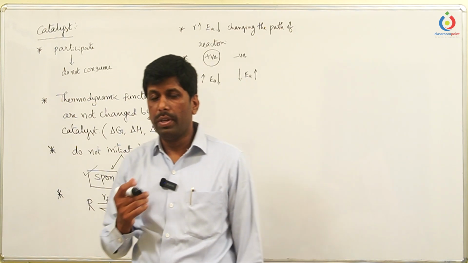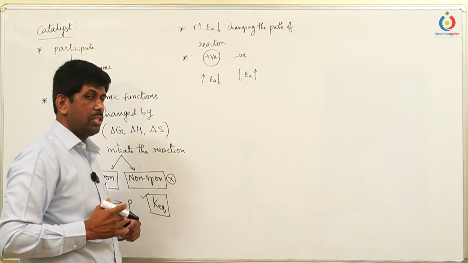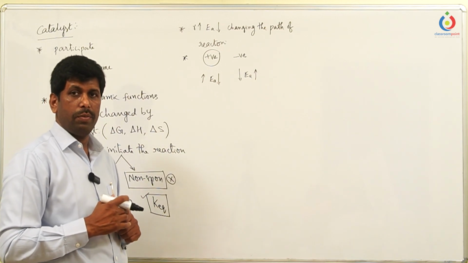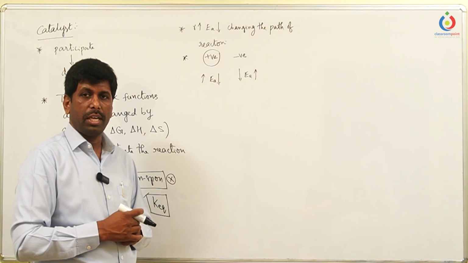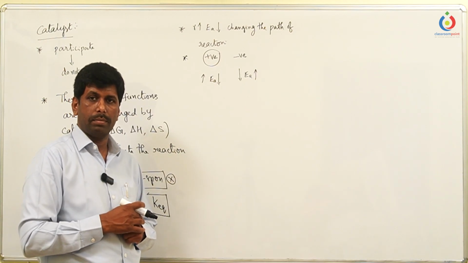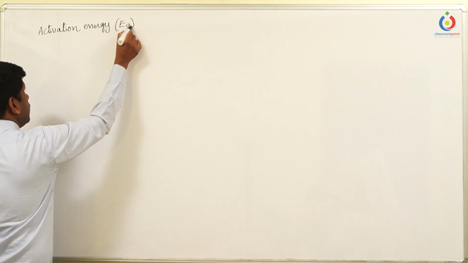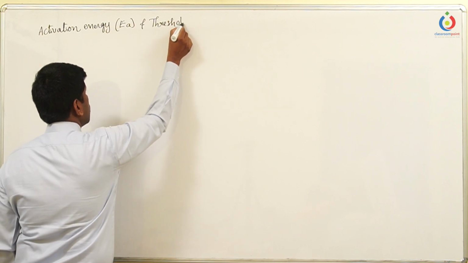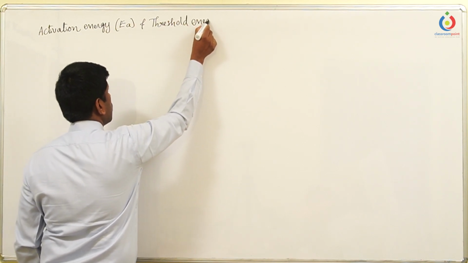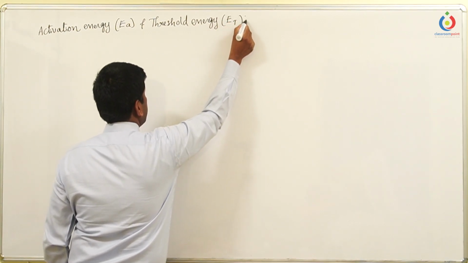By seeing the activation energy profile diagram, we can understand how the catalyst is going to influence the activation energy as well as the path of the reaction. Now let us see what activation energy is and its profile diagram, which is represented by EA, and the threshold energy, which is represented by ET.